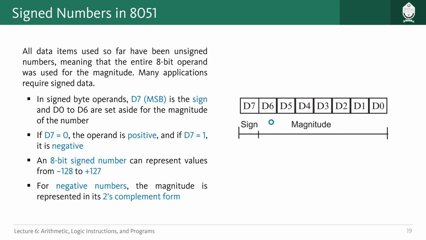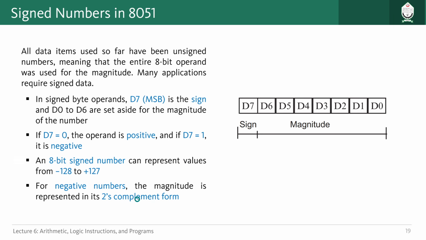As a result, what will happen? The range of values we can actually represent with 8-bit registers for signed numbers is from minus 128 to plus 127. Another thing we have to understand: all the negative numbers we represent in signed numbers are done with the help of 2's complement. So we will look at one example of how that is done.